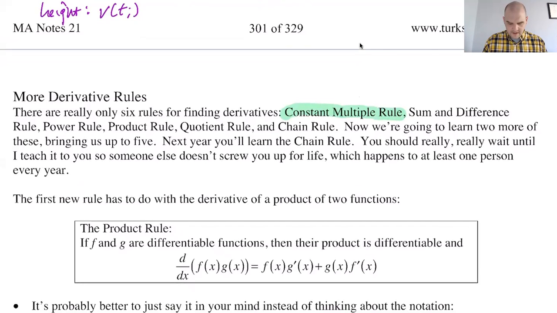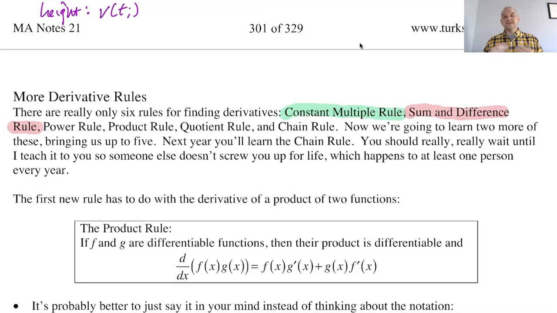Not a big deal. I mean, it's a big deal and you use it all the time, but it's not the most straightforward of all the rules. Everybody uses it. Nobody even thinks about it. The next set of rules, also, no one ever thinks about it. We got the sum and difference rule, right? Which says that the derivative of a sum or difference is the sum or difference of the derivatives. Also very straightforward. Use it all the time. You never really think about it.